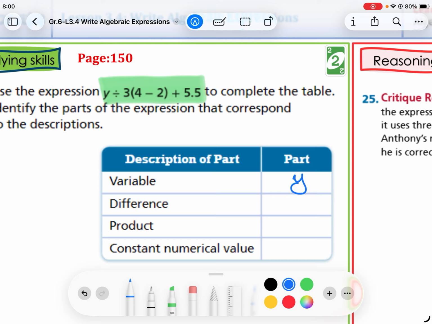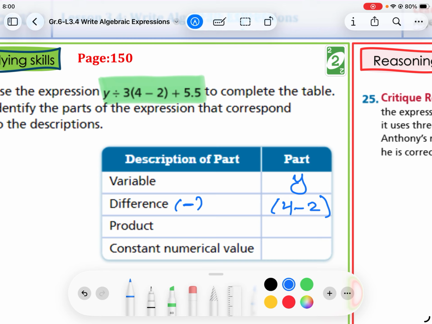Variable means letter, any letter from A to Z. Difference. Now you should know what the keyword difference means. We know that difference means subtraction. It's a keyword related to subtraction. So which two numbers have a subtraction between them? It's 4 minus 2. 4 and 2 are subtracted from each other.